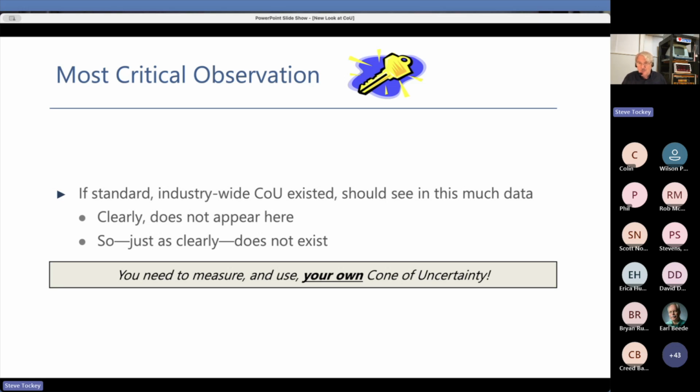This is 133 projects in various organizations. I would think with 133 data points that if there was a standard cone of uncertainty, we would see it in 133 projects over 6 organizations. We're not seeing it. The data goes wide, narrow, wide, narrow, wide, narrow, wide, narrow. So clearly there is no standard industry-wide cone of uncertainty. It doesn't appear, so it doesn't exist, which leads me to the conclusion that because everybody is different, you need to measure your own, you need to use your own. And so the question then becomes, how do you go about doing it?